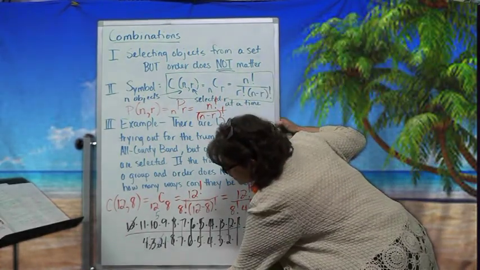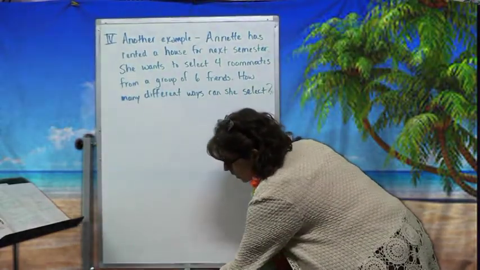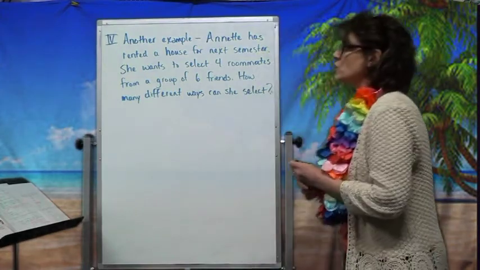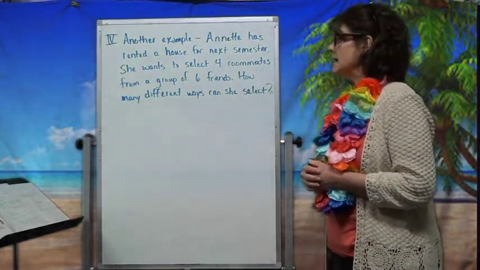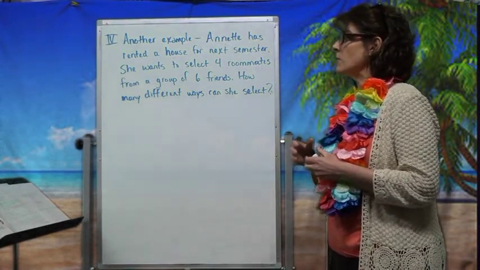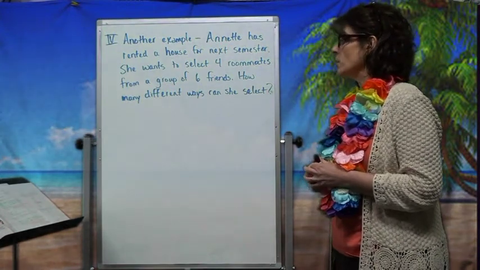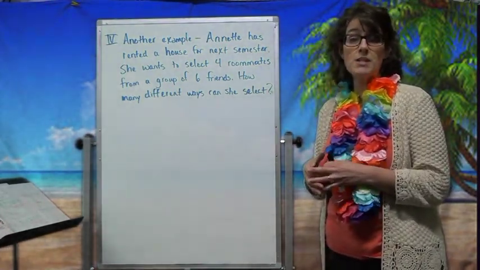Now, let's take a look at one more example, and that will do it for us on combinations. There's not much to be said about combinations. So in this example, Annette has rented a house for next semester, and she needs some roommates. So she wants to select 4 roommates, but she's got 6 friends to choose from. She wants to know how many different ways she can select those 4 roommates from 6 people.